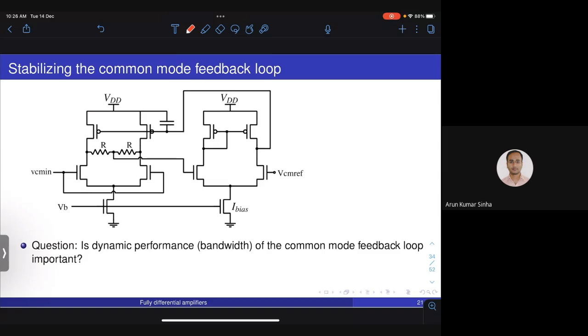Actually, it will depend upon the load capacitor here. And then load capacitor, what do you mean by load capacitor? Generally, when I say load capacitor in the differential amplifier, it's the load at the output of that amplifier. Exactly. Why will that be a concern?